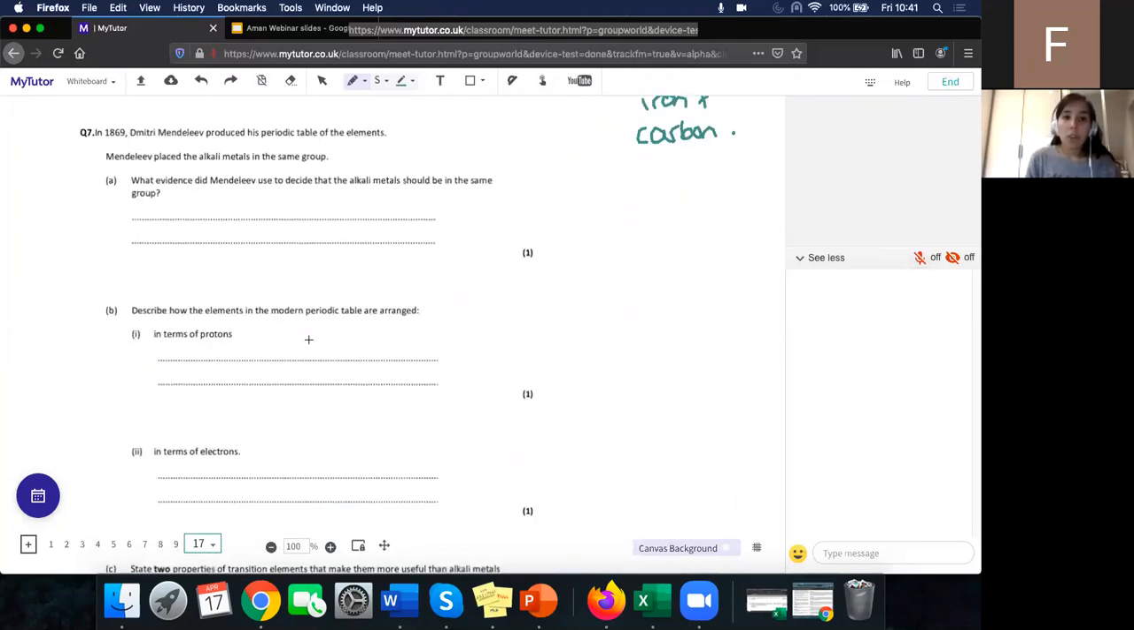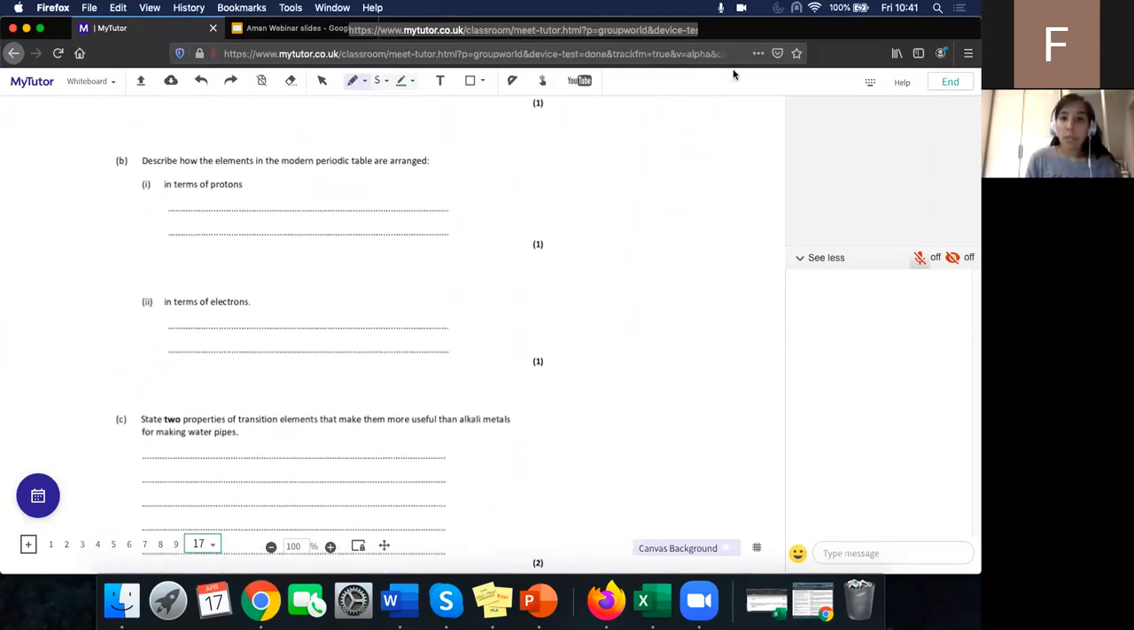Okay, describe how the elements in the modern periodic table are arranged in terms of protons. So how are elements in the modern periodic table arranged? Titanium does not react. That's why often it's used in hip replacements. It's a very non-reactive metal. So in ascending order in terms of protons, they're all done in atomic number.